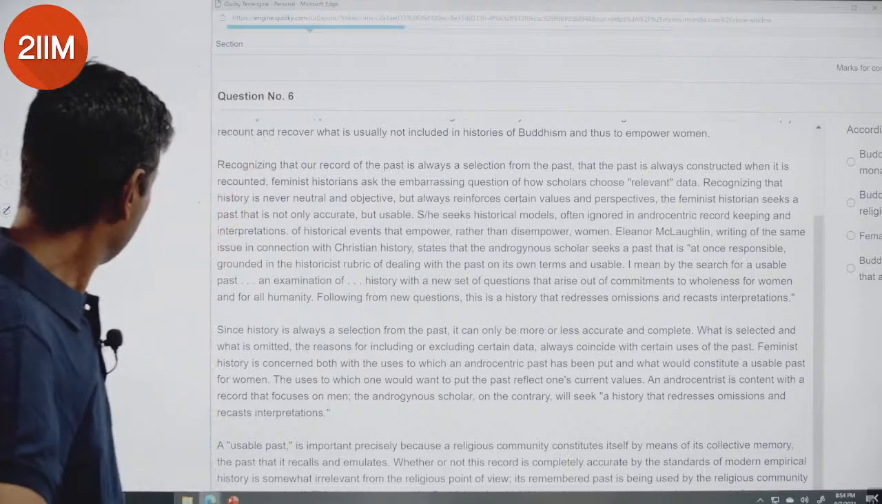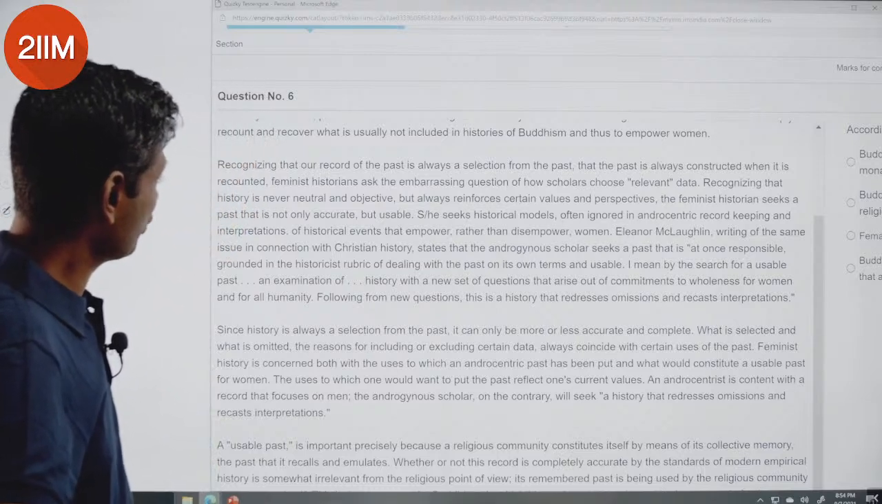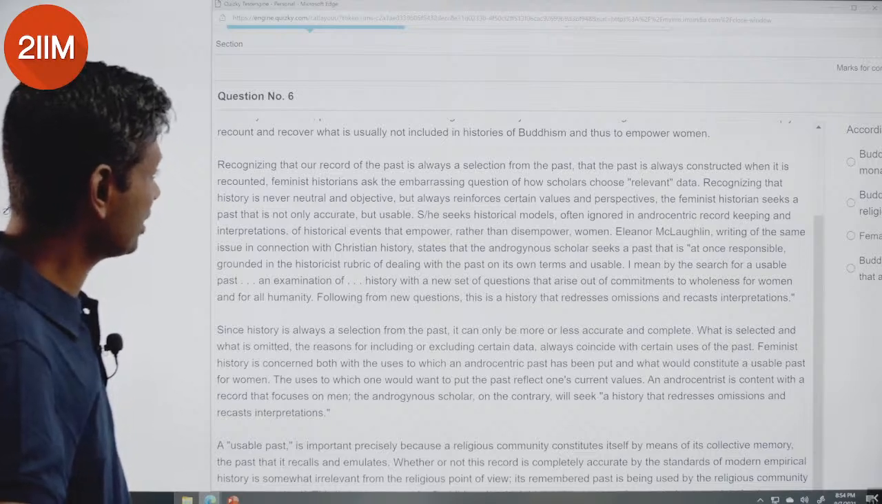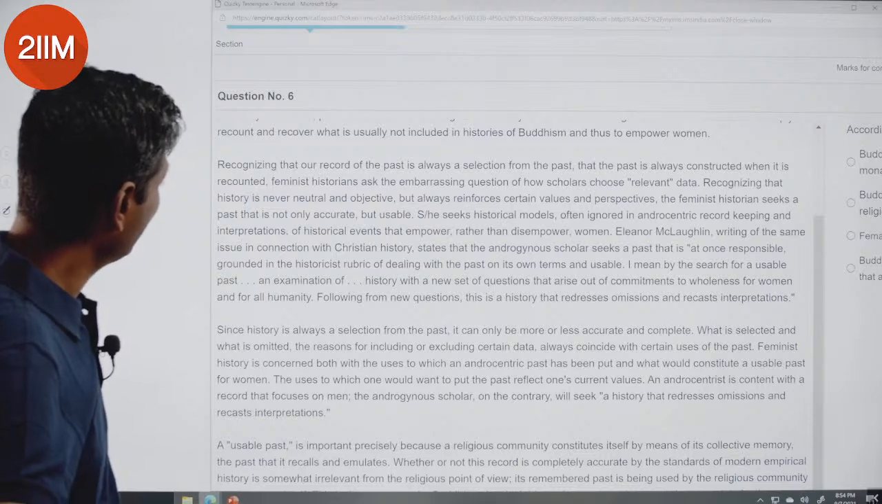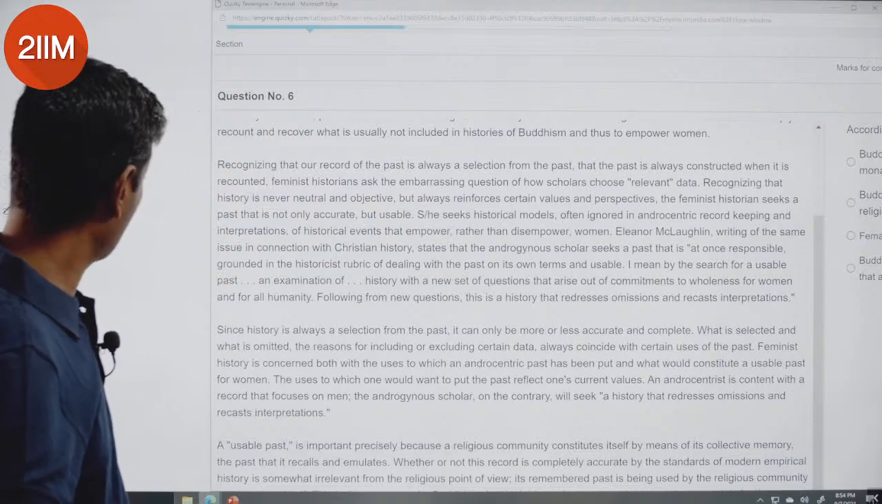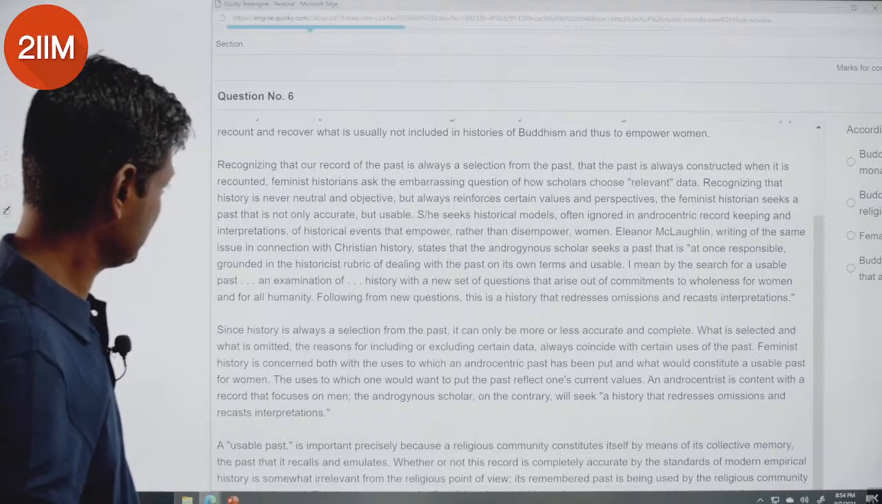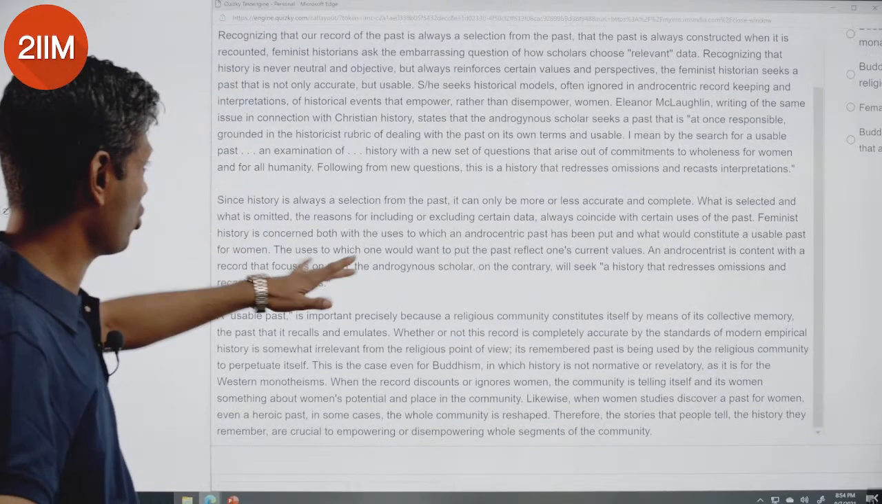Eleanor McLaughlin, writing of the same issue in connection with Christian history: the androgynous scholar seeks a past that is at once responsible, grounded in the historicist rubric of dealing with the past on its own terms, and usable. I mean, with the search for a usable past, I don't really understand that, but I'm going to read ahead because I think the rest is more governable.